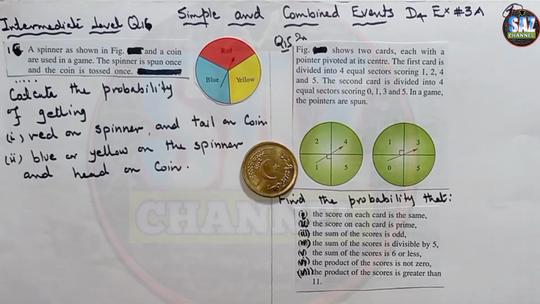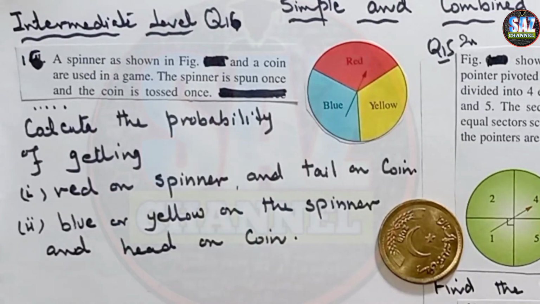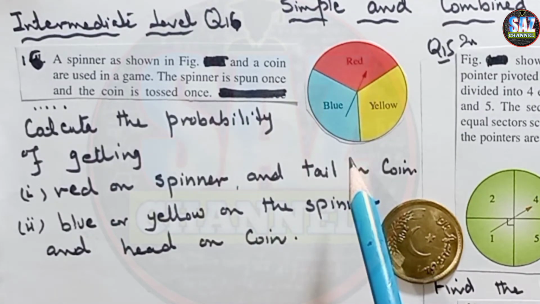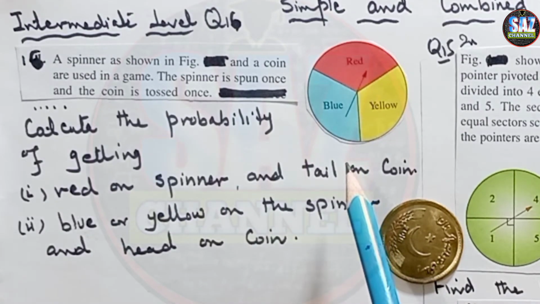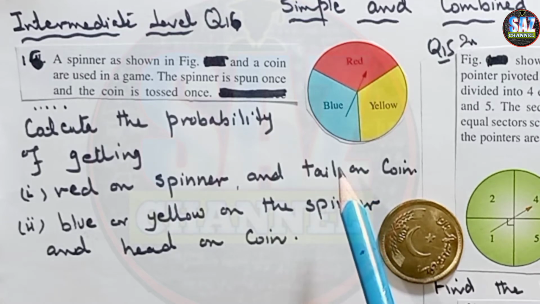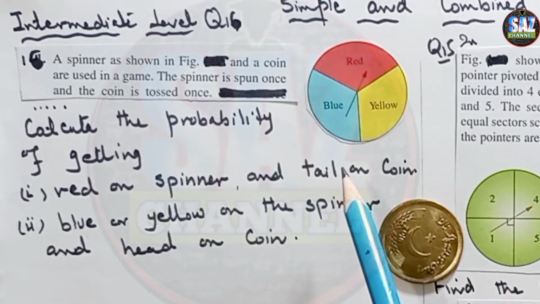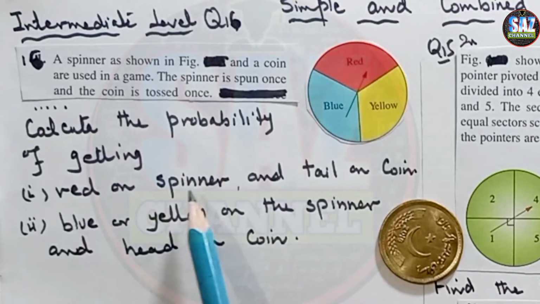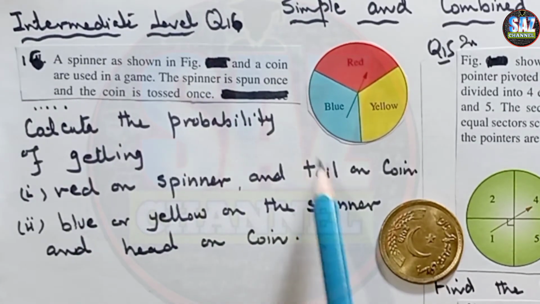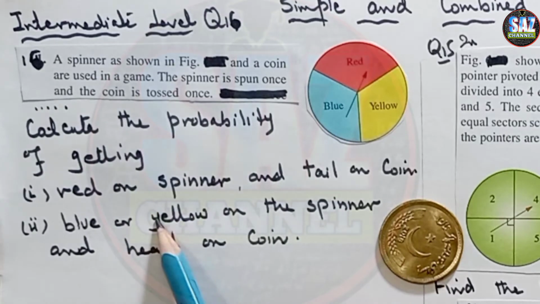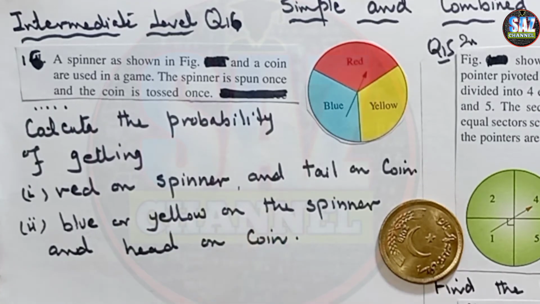Question 16 says, a spinner with 3 equal sectors shown in the diagram and a fair coin are used in the game. The spinner is spun once and then the coin is tossed. Each time the pointer is spun, it is equally likely to stop at any sector. We have to calculate the probability of getting red on the spinner and tail on the coin, blue or yellow on the spinner and head on the coin.